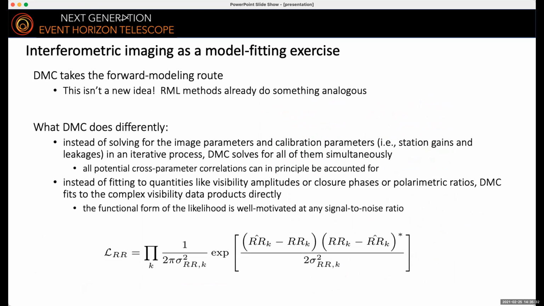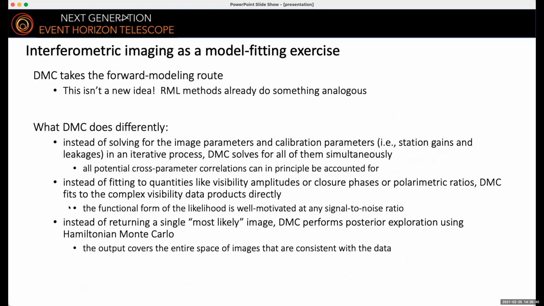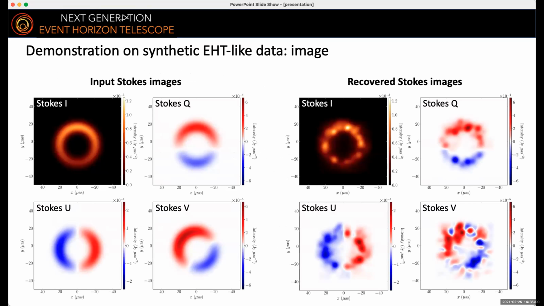Another somewhat minor way that DMC differs from the imaging methods that are in use so far is that it actually makes a point, somewhat pedantic point, of fitting only to complex visibilities, where the likelihood is pretty strictly Gaussian, even at arbitrarily low signal to noise ratios. But of course, the biggest selling point is probably the fact that DMC returns posterior samples rather than just a single maximum likelihood style image, which comes at the significant cost of computational expense, but which otherwise affords a number of advantages.